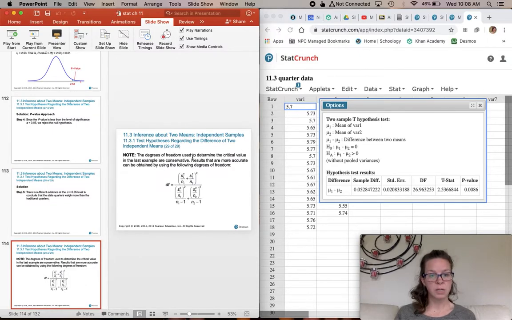So it says the degrees of freedom here. This is the formula for degrees of freedom. So 26.96, that's our degrees of freedom. This is where that came from.